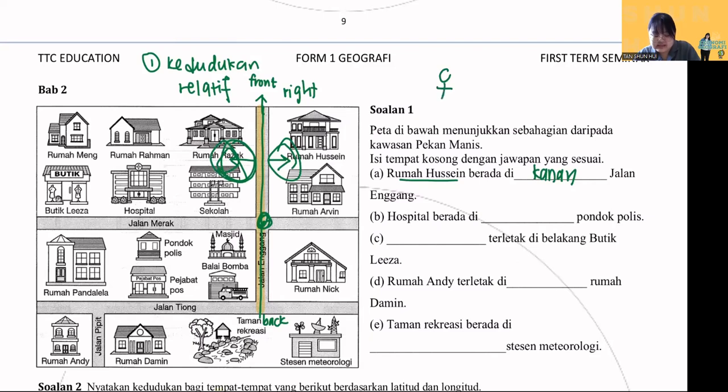Okay, this is you. Where am I facing? This is you, this is in front. Okay, because this is a straight road. So you are standing here. So left or right? Can understand? So this is left or right? Yeah, that's why rumah Husin is kanan. You're standing in a normal way, like how you look at your papers. Can understand?